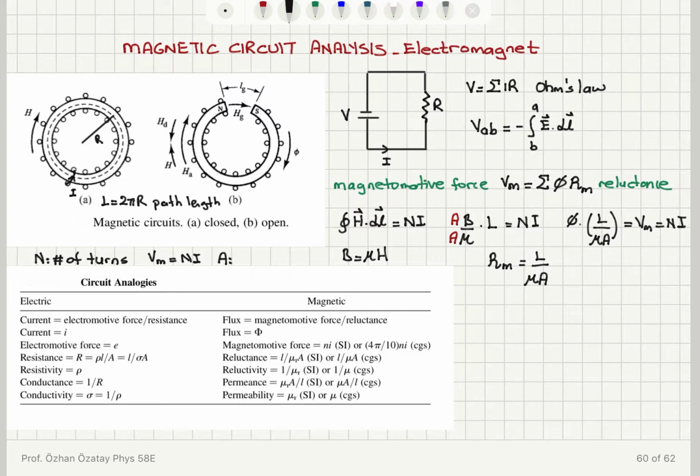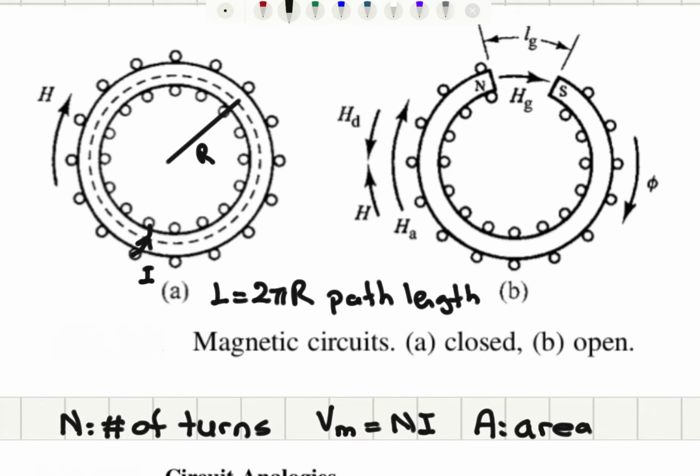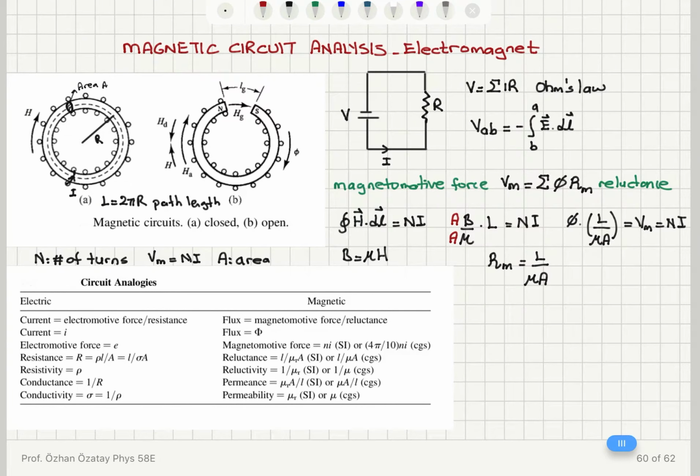Here A is the cross-sectional area. So reluctance is the total path length L, which would be 2 pi r in this case, divided by mu times area A. Now we have found what the corresponding value of resistance in magnetic circuits is.